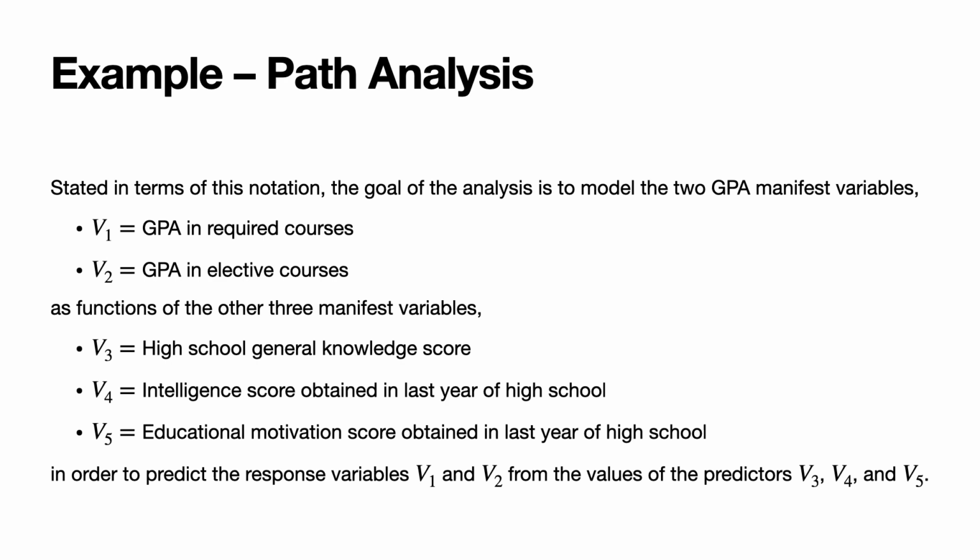Stated in terms of this notation, the goal of the analysis is to model the two GPA manifest variables, V1 and V2, as functions of the other three manifest variables, V3, V4, and V5, in order to predict the response variables V1 and V2 from the values of the predictors V3, V4, and V5.